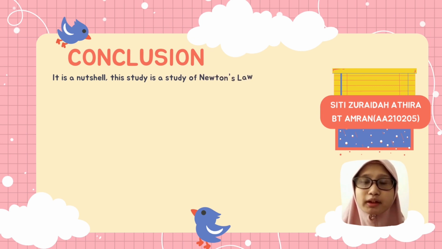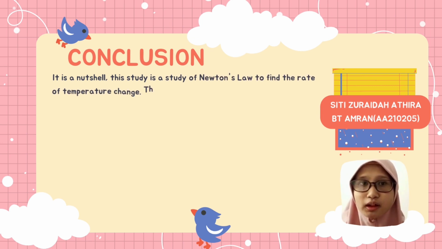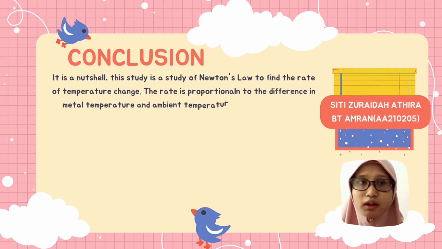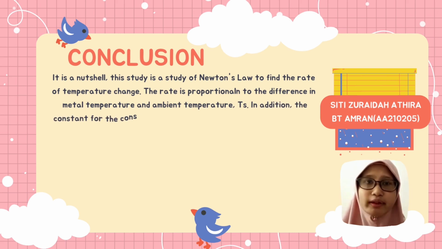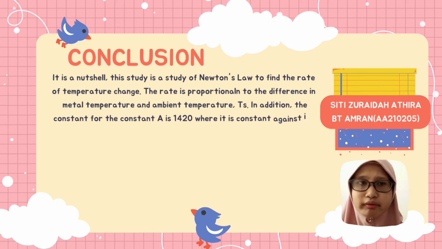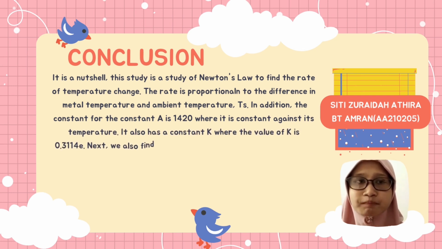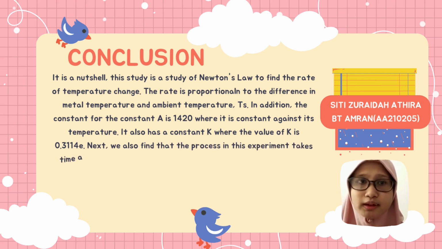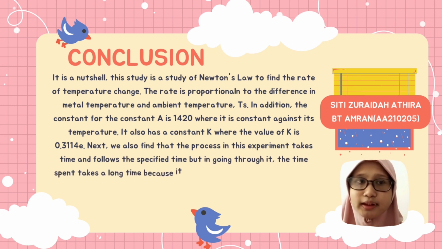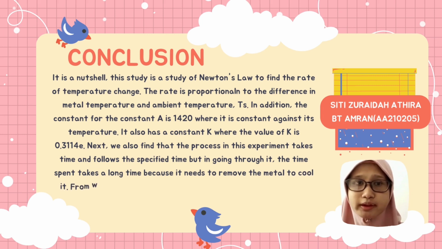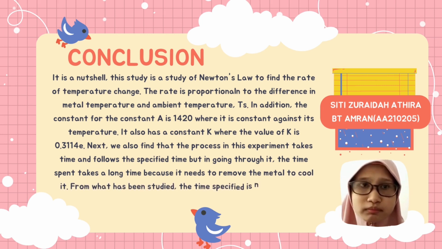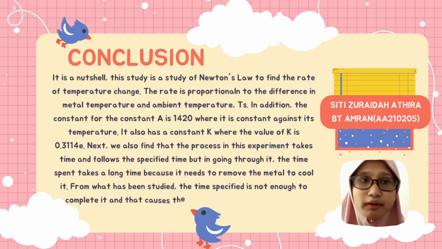Now I want to explain about the conclusion. The conclusion of this study is about Newton's law of cooling to find the rate of temperature change. The rate is proportional to the difference between the metal temperature and the ambient temperature. In addition, the constant A is 1420, where it is constant against its temperature. It also has the constant k, where the value of k is 0.311.